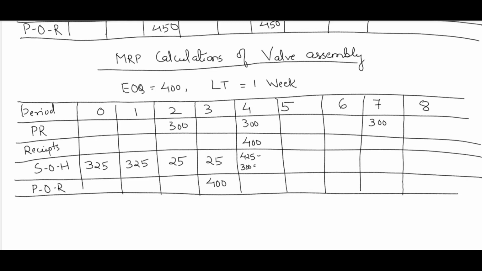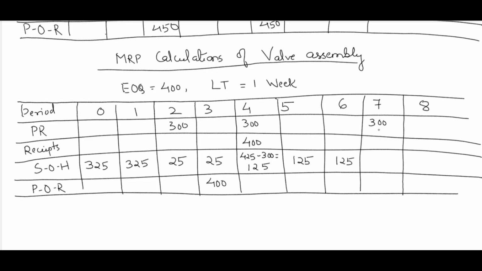425 minus, I'm writing it here, 425 minus 300 is equal to 125. So this 125 stock on hand we will carry forward to the fifth week, again to the sixth week.